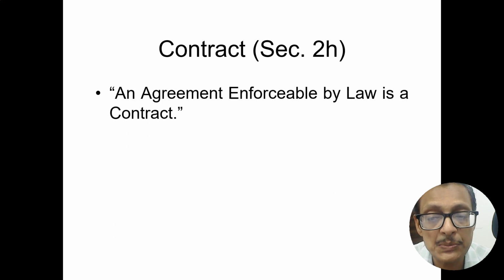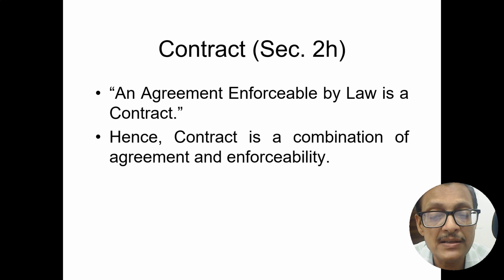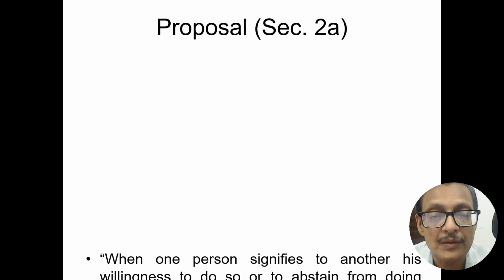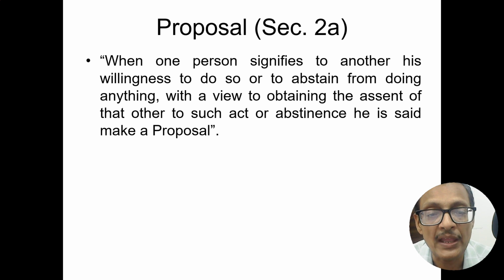Contract, section 2(h). An agreement enforceable by law is a contract. So any agreement which can be enforced by the law of the land or the Contract Act itself, then it is a contract. Hence, contract is a combination of agreement and enforceability. To be enforceable by law, an agreement must possess the essential elements of a valid contract as contained in sections 10, 29 and 56.